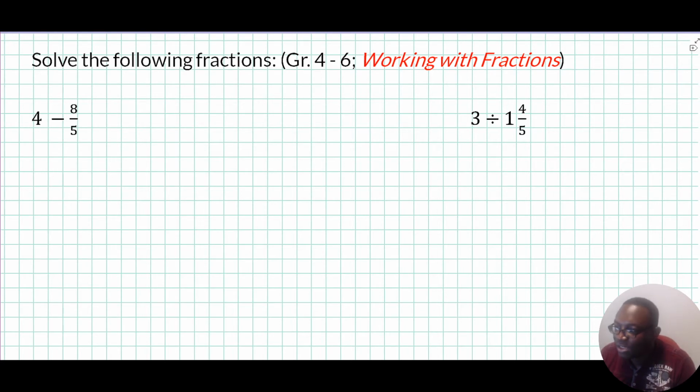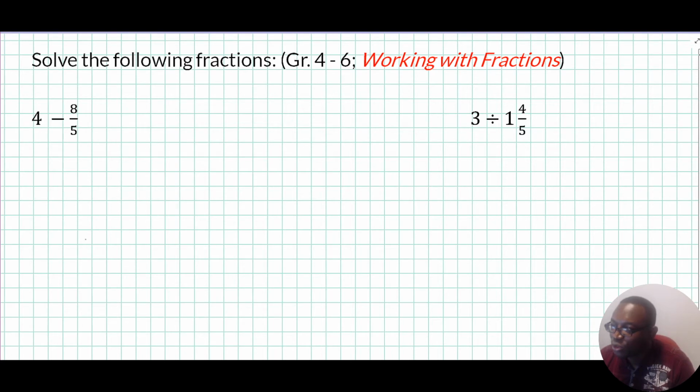Does anyone have an answer to this? Or would you like me to show you how to do it? Okay, so let's go ahead and walk through this one. So we have 4 minus 8 over 5. Okay, I will show you. So we have 4 minus 8 over 5.